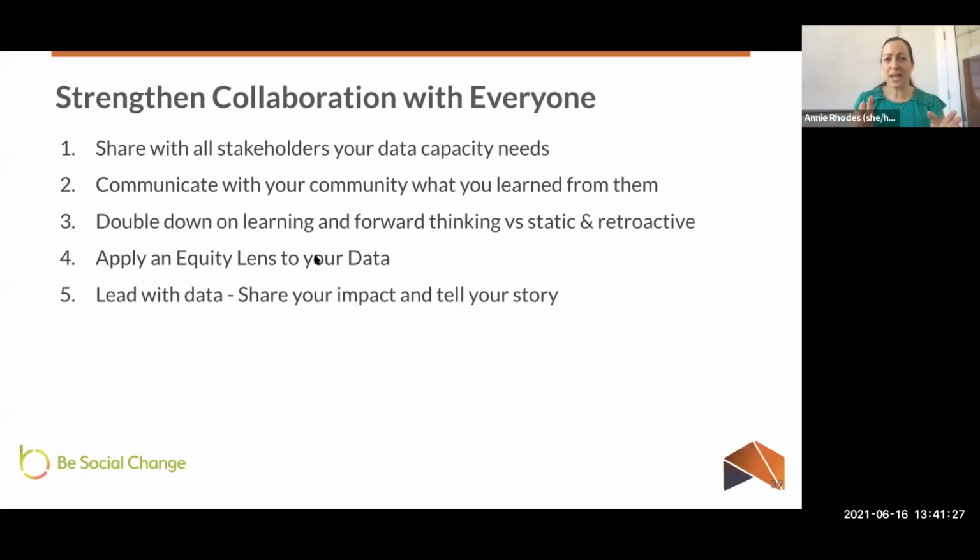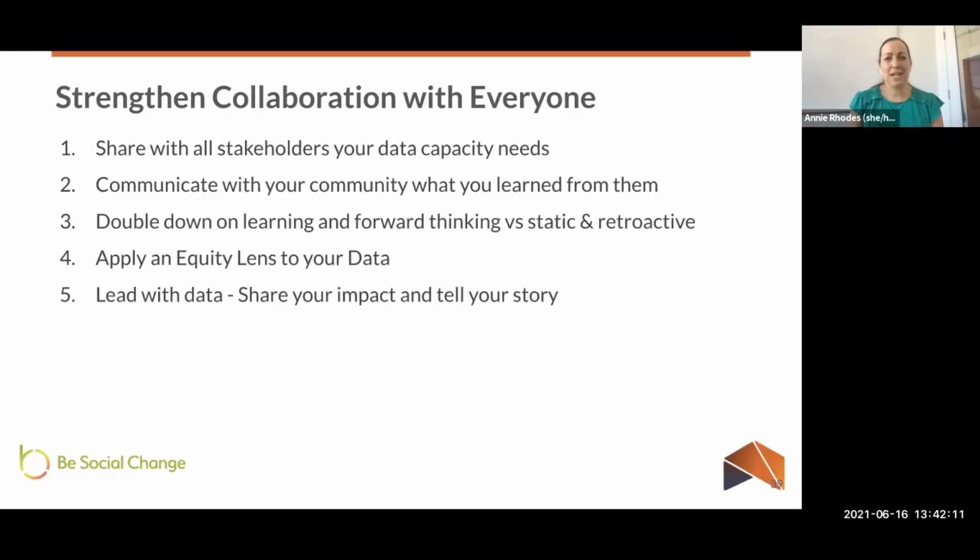I said funders, and I wanted to add a slide about stakeholders. Your board, your staff, the community you're serving, the broader community, wherever you are. You want to make sure that you share with everyone what your data capacity needs are. This is a conversation we often don't bring to the boardroom, but we need to bring to the boardroom in terms of an investment in data, where your organization will focus, what they really need.